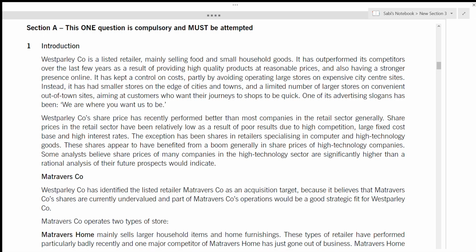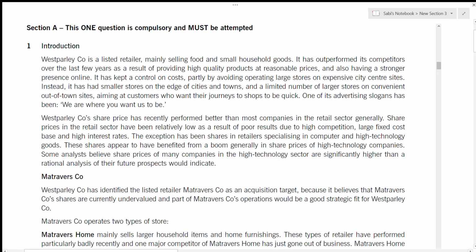So the introduction is: West Parley Company is a listed retailer. What industry is it in? It is a listed retailer. It's very important to note whether it's listed or unlisted, because your PE ratio will change based on that, right? And it's a retailer.